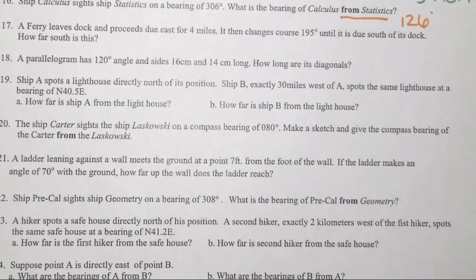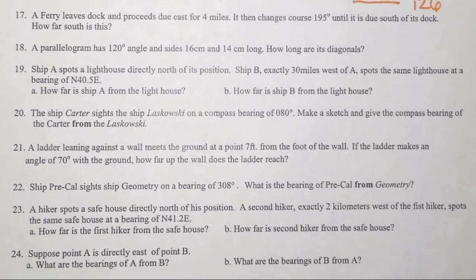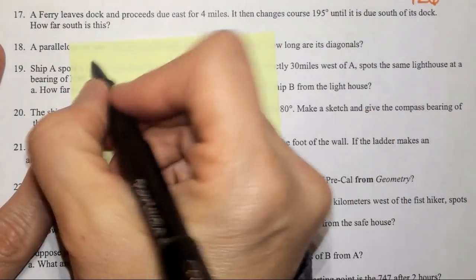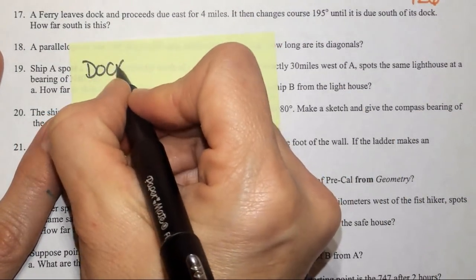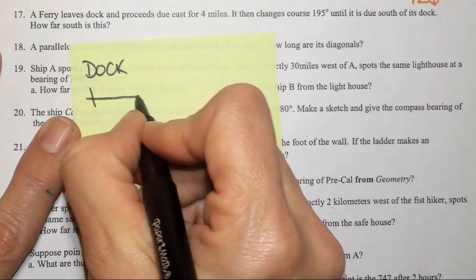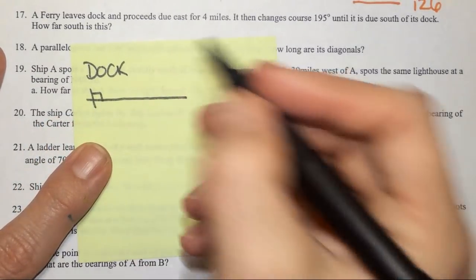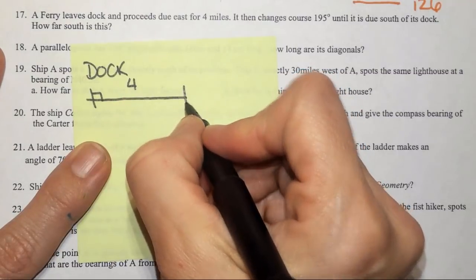Okay, 17. A ferry is leaving the dock and proceeds due east for 4 miles. It's then going to change course 195 degrees until it's due south of its dock. How far south is this? Alright, so here's the picture. So here's the dock. And the ferry is going to leave the dock and go east. So that means that's 90 degrees. And it's going to go east for 4 miles. So this distance is 4.